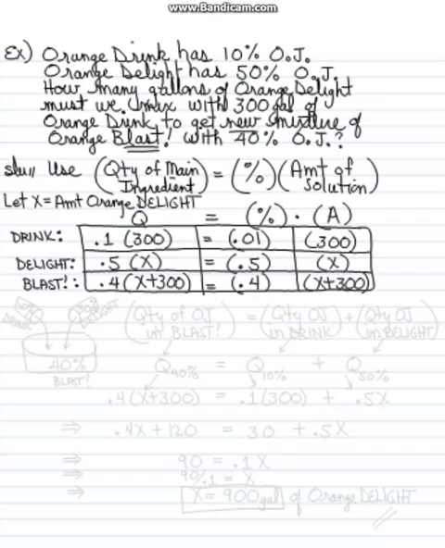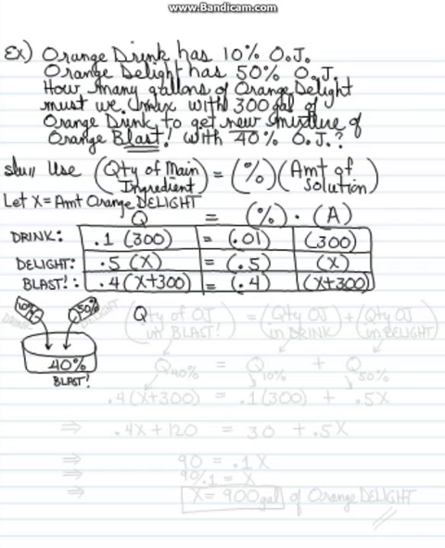Okay, let's draw a picture. The picture is nice because it helps us realize what's going on. We've got this huge empty vat that's going to contain the blast. That's the 40% orange juice solution. It's empty right now. And we're going to add 300 gallons of the 10% orange drink and X gallons of the 50% orange delight to that empty vat of the 40% blast.